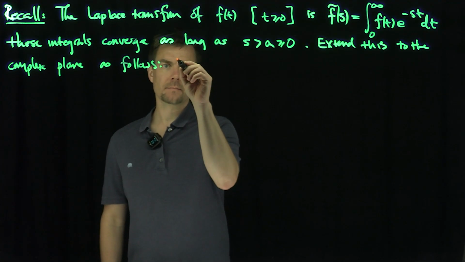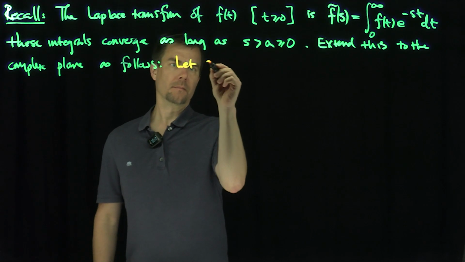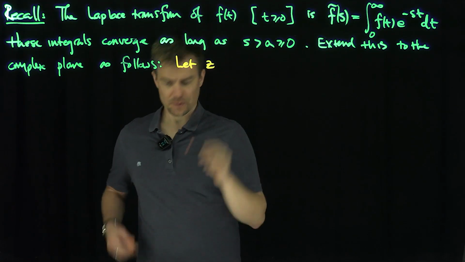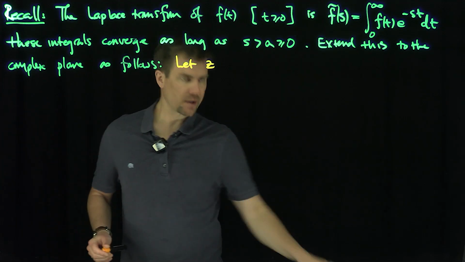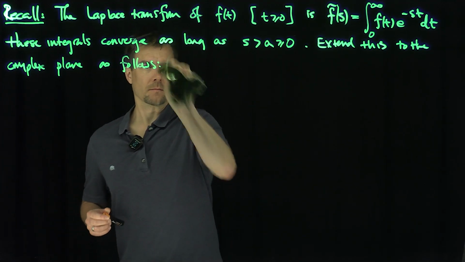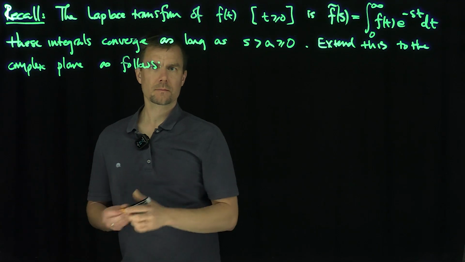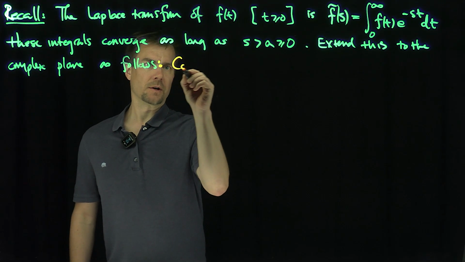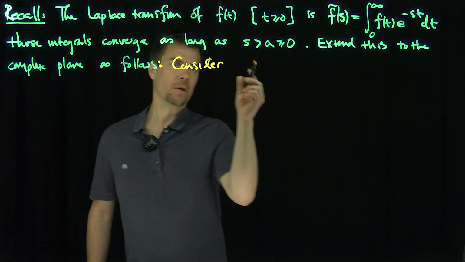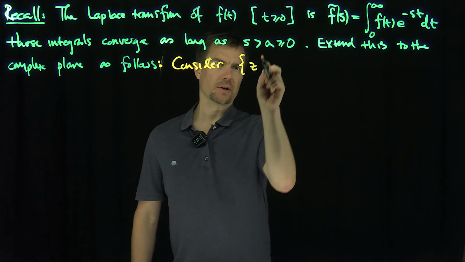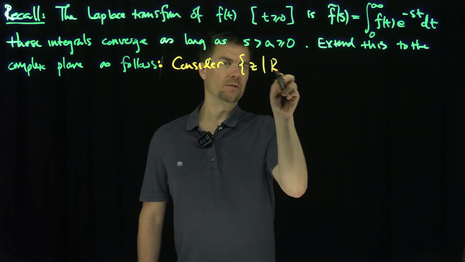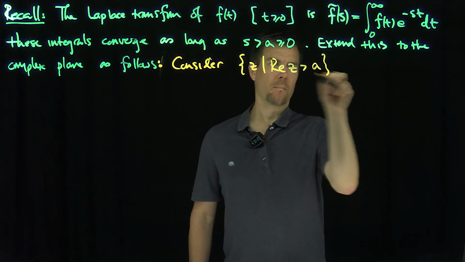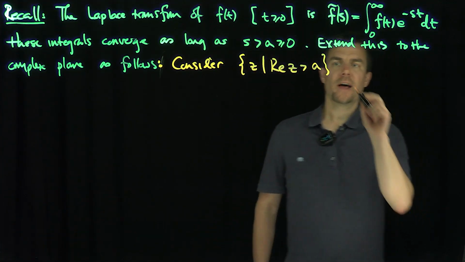Let z be a complex number. Let's consider the set of z in the complex plane such that the real part of z is bigger than a.